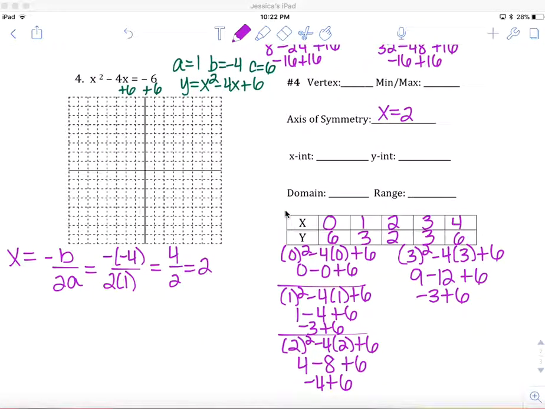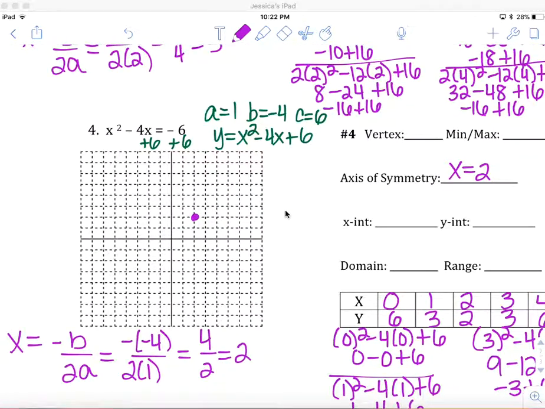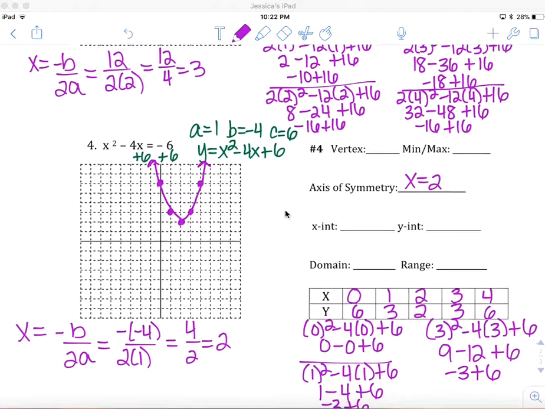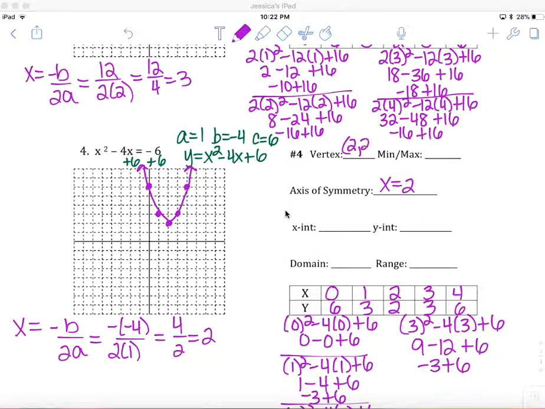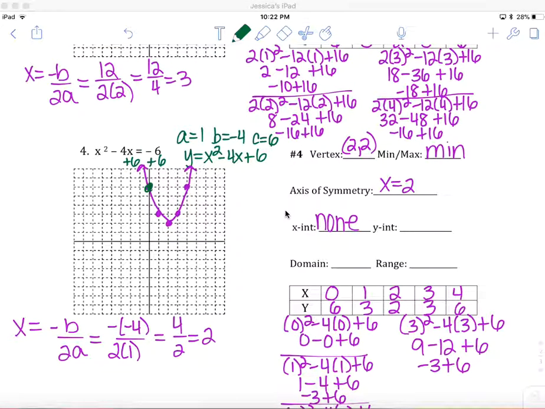If we go ahead and graph this, I have the point 2, 2. I have 1, 3. I have 3, 3, 0, 6, and 4, 6. My vertex here is 2, 2. It is a minimum. I'm not crossing the x-axis at all, so my x-intercept would be none. My y-intercept, I am crossing right here at 0, 6.